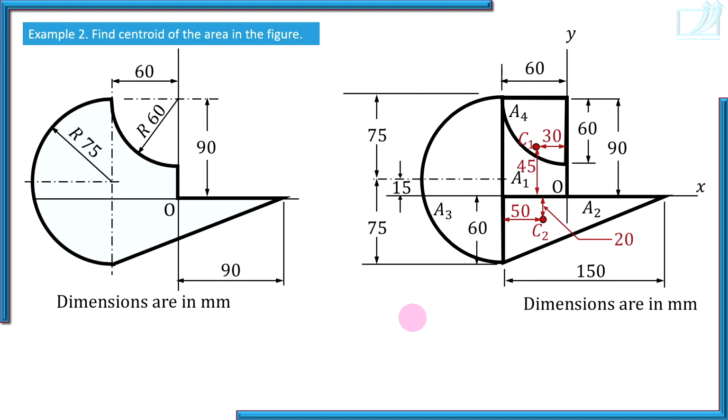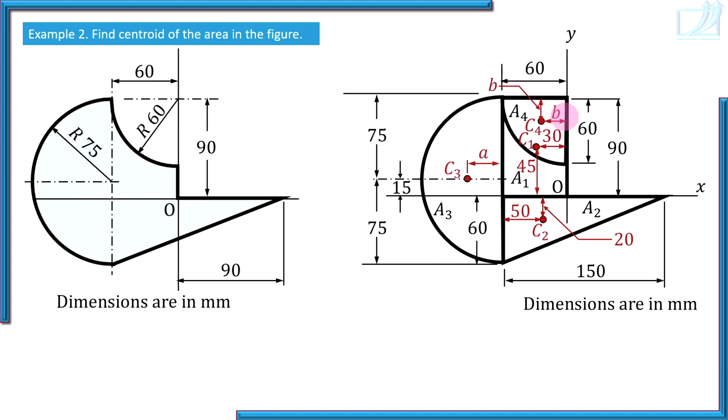Okay, the third area is A3. What do you know about the centroid of a semicircle? It lies on its axis of symmetry at a distance 4r by 3 pi from its straight edge. I have labeled that distance 4r by 3 pi as A, and A can be calculated as 4r by 3 pi. Okay, and the fourth area, its centroid is C4. It is a quarter circular area. So from the straight edges, the location of the centroid of a quarter circular area is 4r by 3 pi. So I have labeled that distance 4r by 3 pi as B.